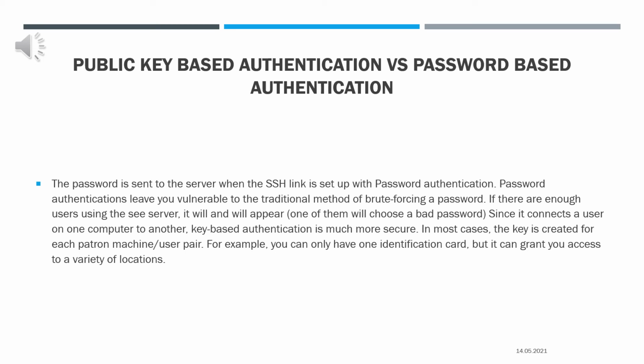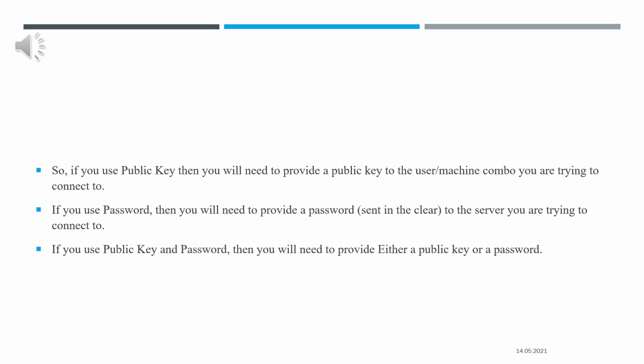In most cases, the key is created for each client machine user pair. For example, you can only have one identification card, but it can grant you access to a variety of locations. However, passwords can be used to encrypt keys. As a result, the key you create for your local machine will include a password to decrypt it. That is, your local machine will request a password to decrypt your key, send it to the server, and the server will attempt to authenticate.